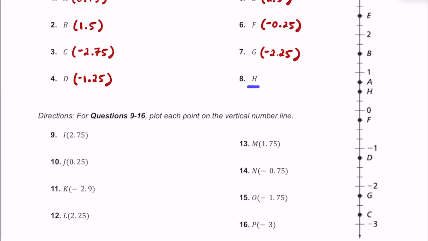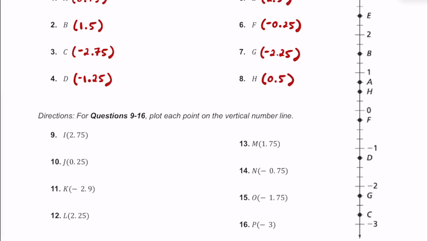Now for H, it looks like we are going to be on the positive side of the number line here. So here's 0 and here's 1. H is right in the middle at positive 0.5 or positive half. So I'm going to say positive 0.5.